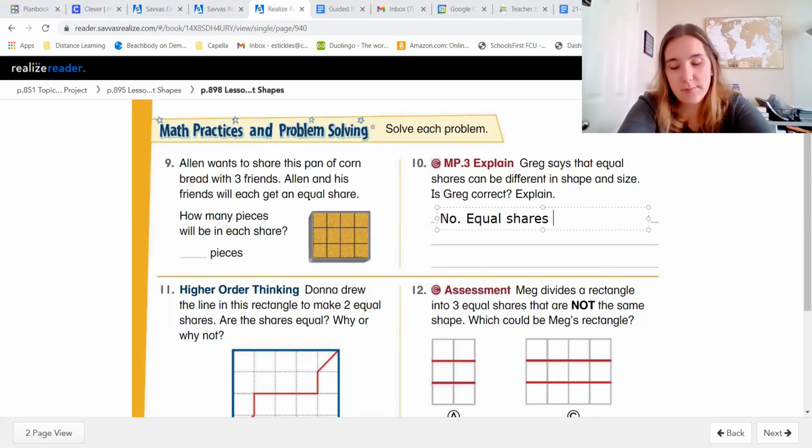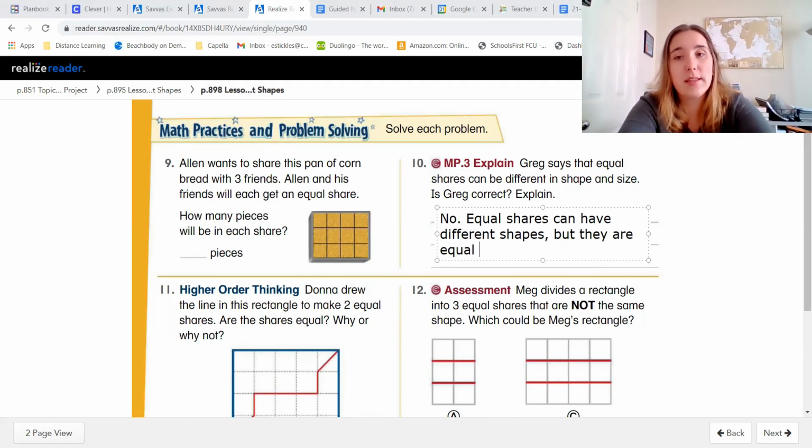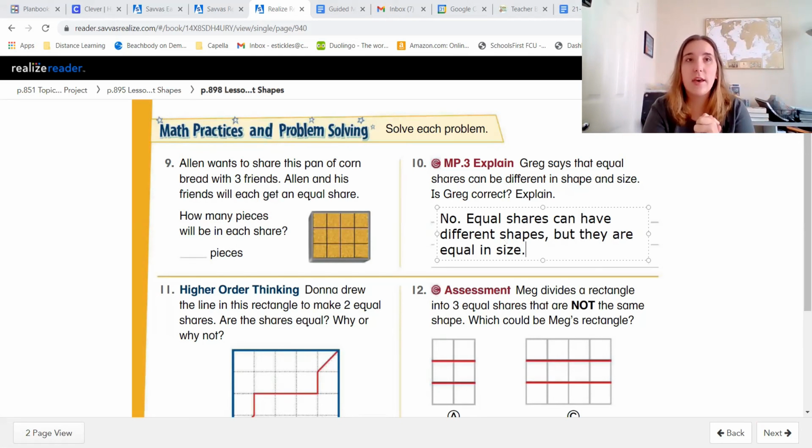Equal shares can have different shapes, but they are equal in size. That's the whole point. They have to have the same amount in each one, or the same number of small squares, or whatever you're using to measure, or else it's not going to be equal. It's like if I cut up a brownie, they can't be different sizes because then they're not equal. So that answer would be no. You're going to do number 11, so let's go look at it.